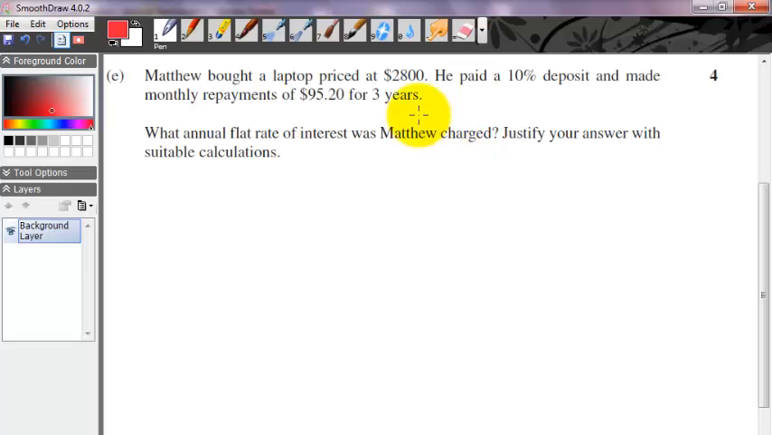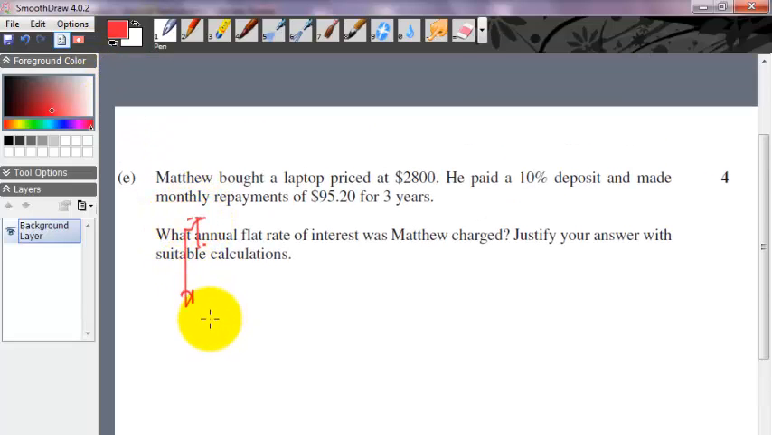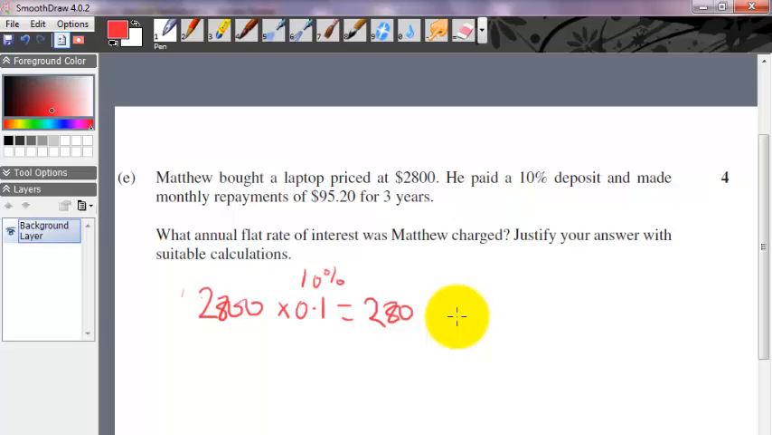Cool? Yeah. So in this case, Matthew bought a laptop priced at $2,800. He paid a 10% deposit and made monthly repayments of $95.20 for 3 years. So if he paid a 10% deposit, then he would have initially paid $2,800 times by 10%, which is 0.1. Same thing, 2,800 times 10%. Okay, so don't get fooled by that. It's just the same thing. So what's 2,800 times 10%? Obviously that should be $280. Cool. So it's $280 that he's paid as a deposit.